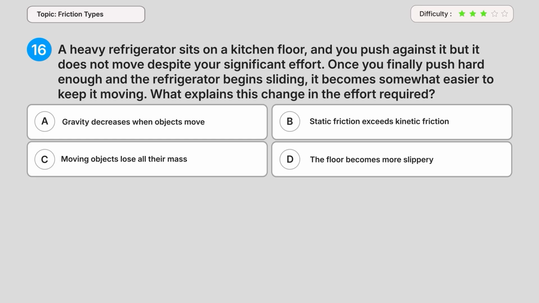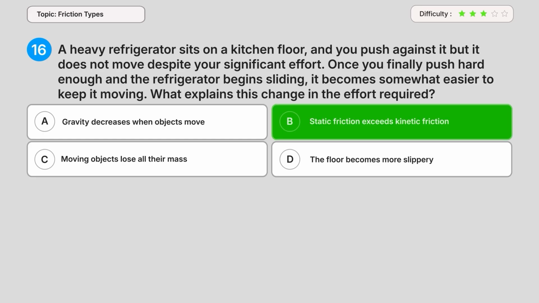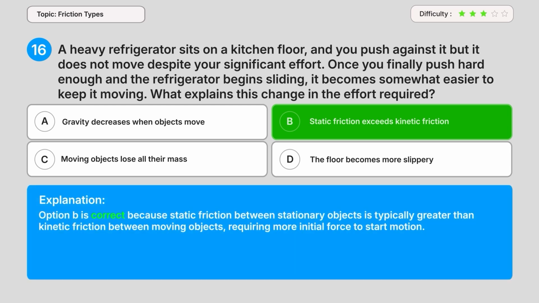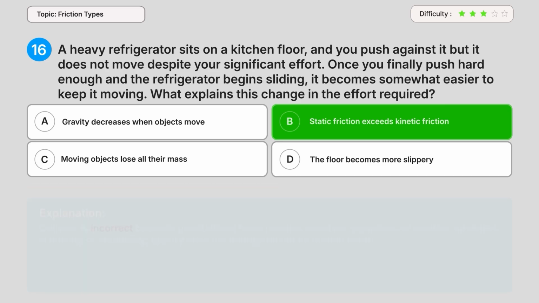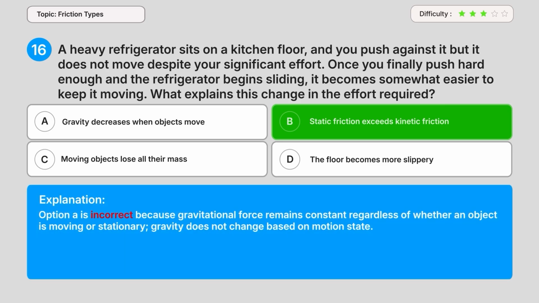Correct answer. B. Static friction exceeds kinetic friction. Explanation. Option B is correct because static friction between stationary objects is typically greater than kinetic friction between moving objects, requiring more initial force to start motion. Option A is incorrect because gravitational force remains constant regardless of whether an object is moving or stationary. Gravity does not change based on motion state.